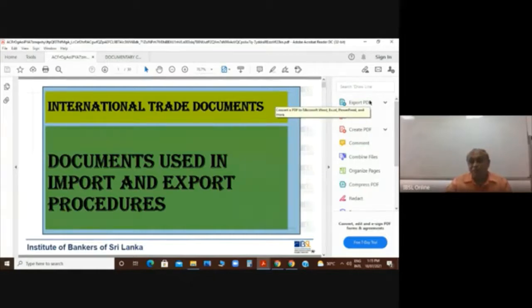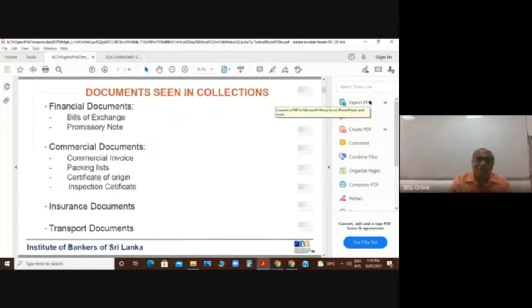Documents used in import and export procedures, right? When it comes to international trade, when I asked you last week, are there any people working in the international trade department? Answer was negative, right? But anyway, just for your information, you should have at least basic knowledge about the documents used in international trade operations, right? When you take the documents used in international trade operations, we can categorize them into 4 or 5 categories.